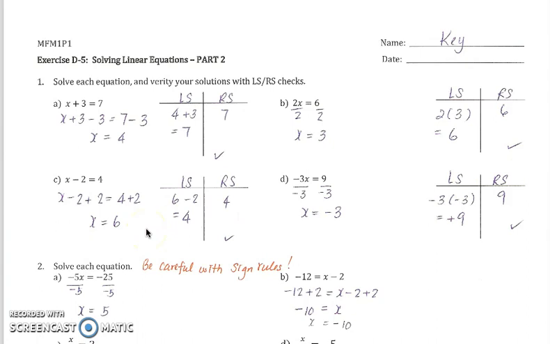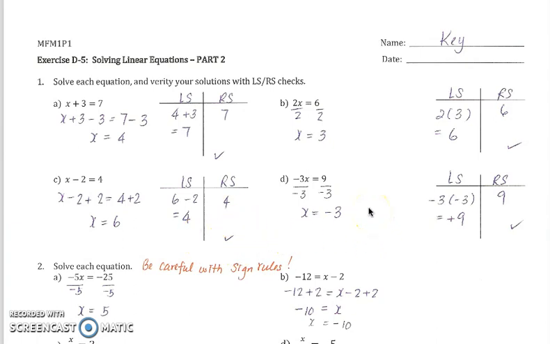Question C. X minus 2 equals 4. X minus 2 plus 2 is the same as 4 plus 2. This is your inverse operations. So x is 4 plus 2, or 6. Left side, right side check. X minus 2 is now 6 minus 2. Simplify it to 4. Compare to the original right side, 4. Left side equals right side.